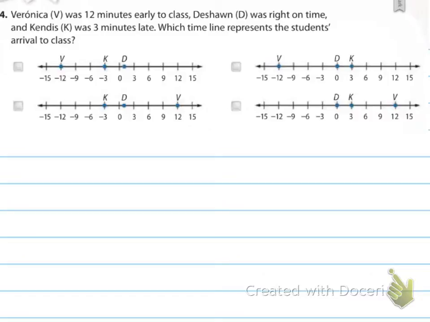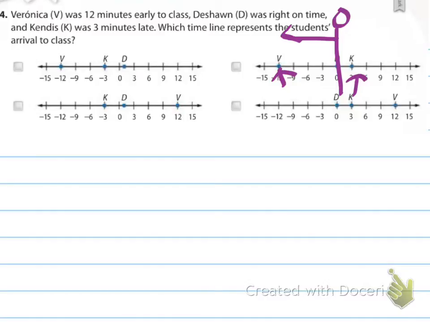All right, when we say 12 minutes early, that's going to be ahead of time. When we're talking about arriving early, we're before time, right? So if Deshawn is right on time, then early before her would be Veronica, and after them late, 3 minutes late, would be Candace.